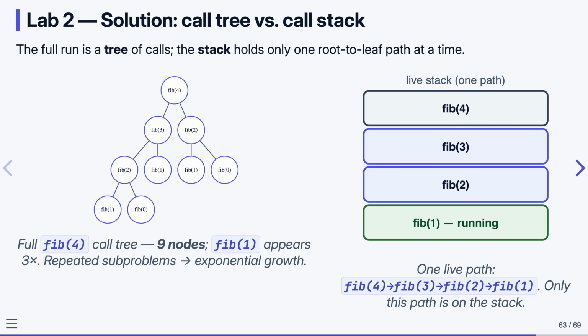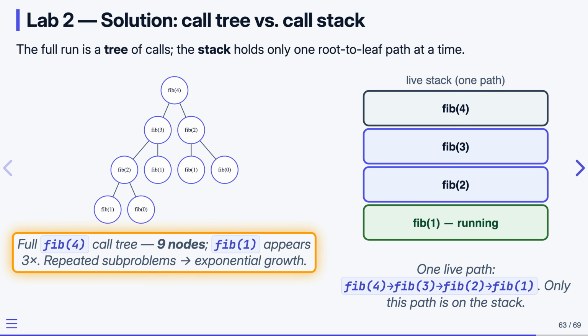Here is the part people mix up. The full run of Fibonacci is a tree of calls, but the call stack holds only one path of that tree at a time. On the left is the complete call tree for fib of 4. It has 9 nodes. Fib of 1 appears 3 times, fib of 2 twice, and fib of 0 twice. The same small problems are computed again and again, and the tree grows exponentially with n.